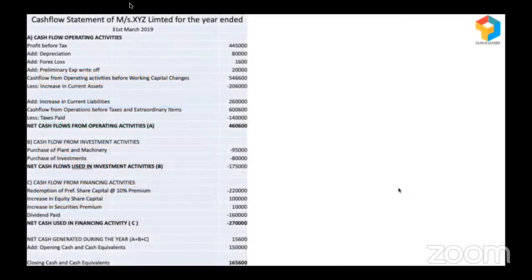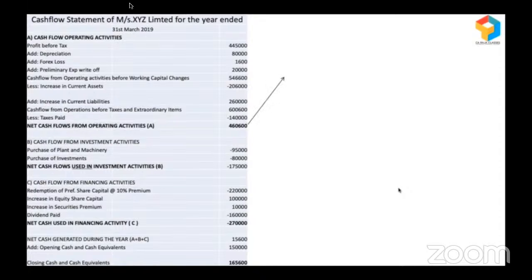Let me show you a real life cash flow statement. It will look something like this, with many line items and subline items. But being part of a bank, as a bank executive, your focus should be on how to read the cash flow statement, because the preparation of cash flow statements is taken care of by accountants. So you should know where you have to keep your eyes.